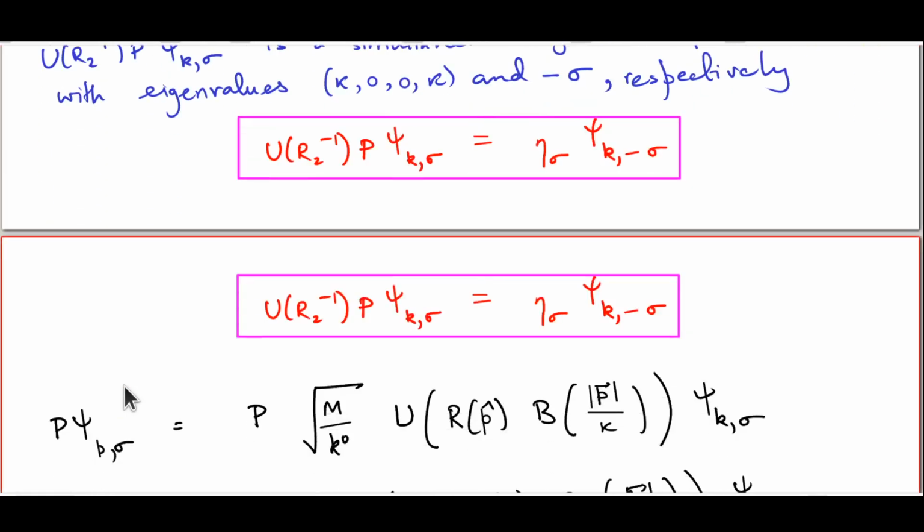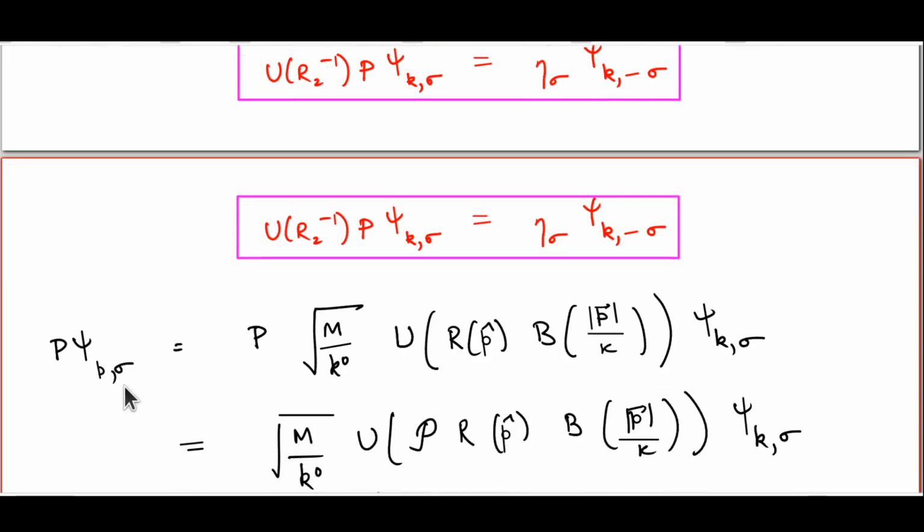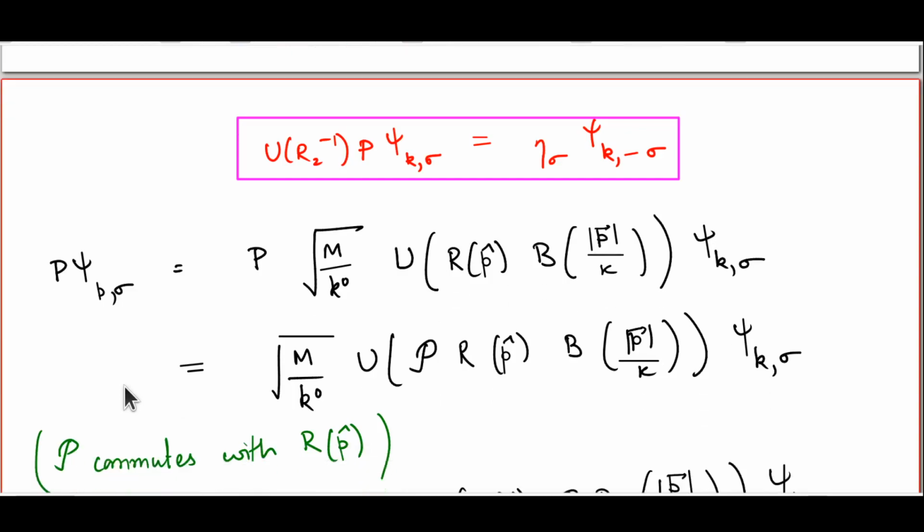Let me remind you that ψ_{p,σ} is root over m by k0, the normalization factor, and k0 of course is just κ, times U of L of p acting on ψ_{k,σ}, and L of p, as we described a while ago, is a rotation R_p hat preceded by a boost along the z-axis. So when P goes and acts on this, you remember that P, the parity operator, is nothing but U corresponding to curly P, and we have assumed that such an operator exists.